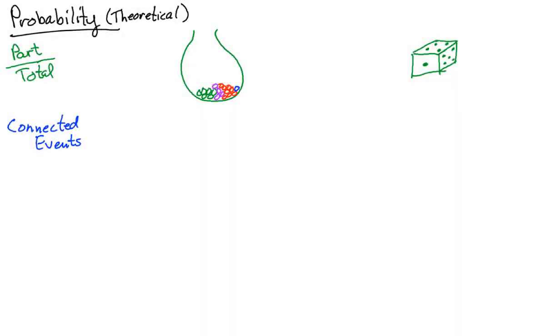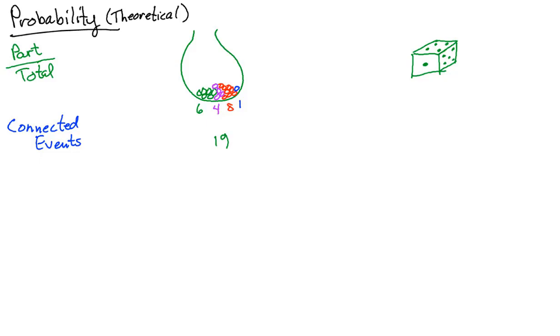Let's start with a bag of marbles. We have 1, 2, 3, 4, 5, 6 green. And how many purples do I have? 1, 2, 3, 4 purples. How many reds? 1, 2, 3, 4, 5, 6, 7, 8. 8 reds and 1 blue. So if we add all those up, how many marbles do we have in the bag? 6 plus 4 is 10, plus 8 is 18, plus 1 is 19. There are 19 total in there.